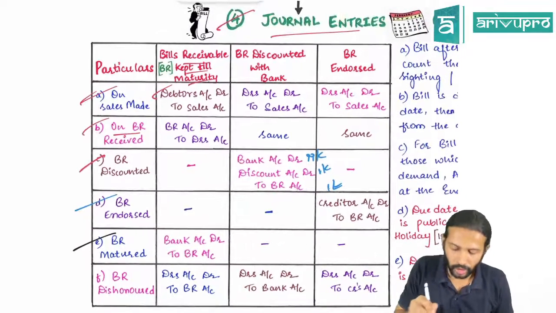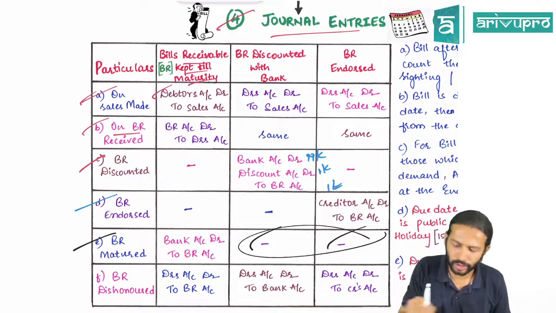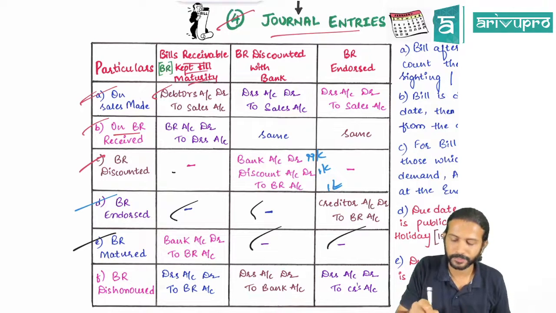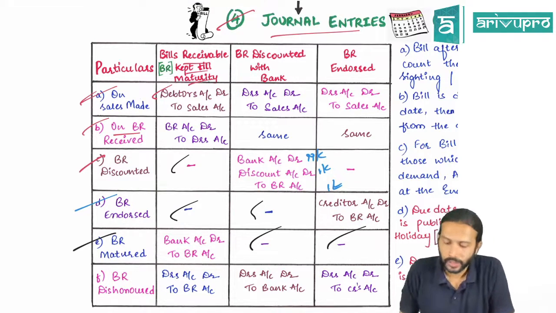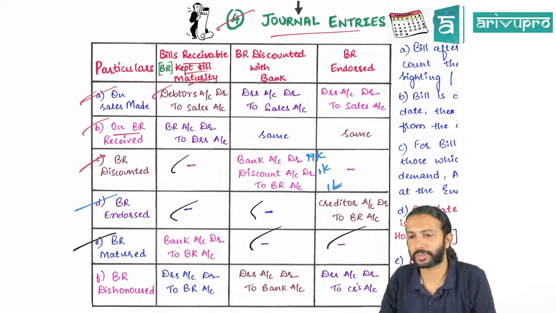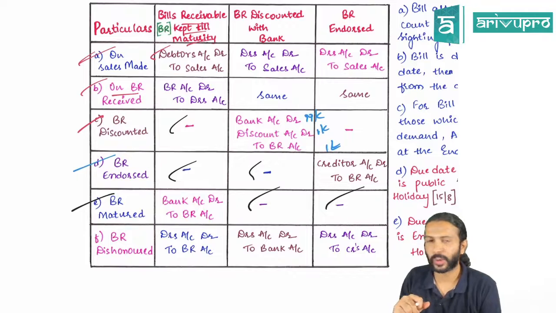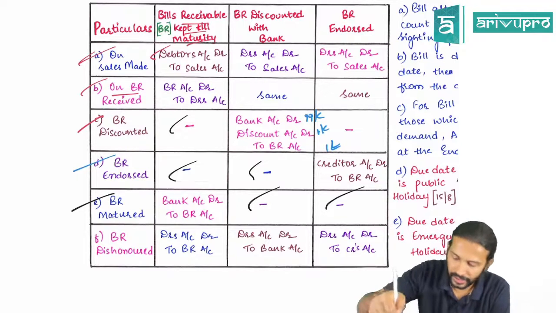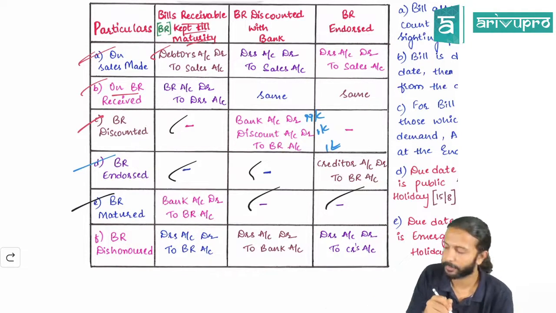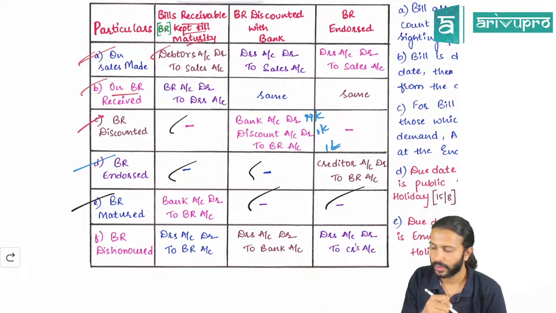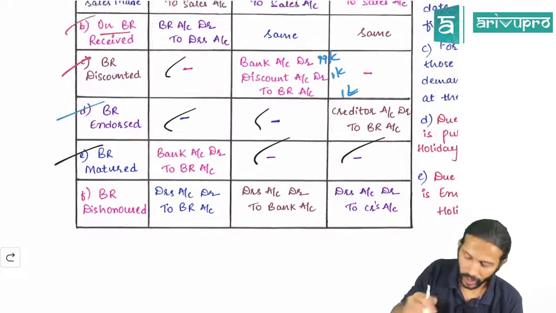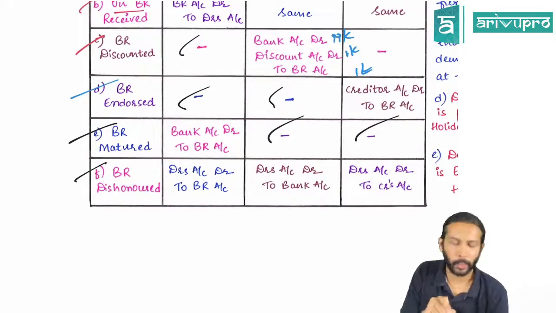Since you have kept the bill with yourself, you have not done discounting, you have not done endorsement. So these two entries are nil. That's all it is. I'll give you a few more seconds just to observe. Is it okay now? Yes, till here. All the scenarios, are you done now? Yes, okay. Last scenario and quite important one.